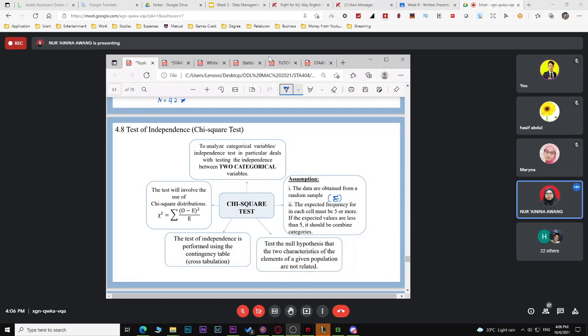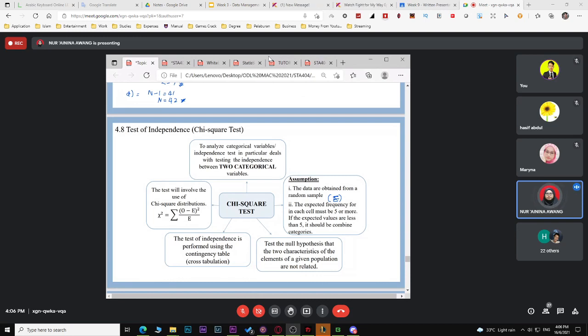Okay. And then the statement here says that we test the null hypothesis that the two characteristics of the elements of a given population are not related. So we want to test whether the first and second variables are related or not related.